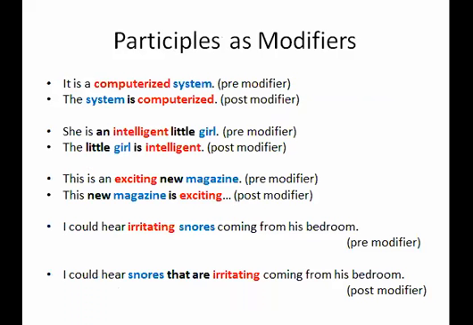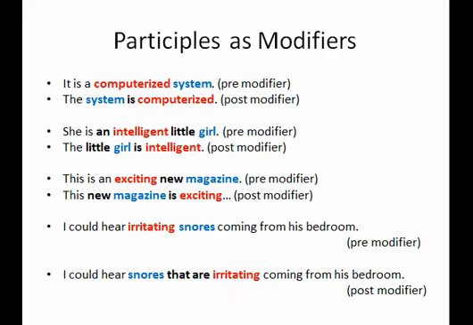Here are some examples of certain participles being used as pre and post modifiers. Let's quickly go through them. It is a computerized system. Computerized is a pre-modifier to the noun system. The system is computerized. System is the noun. Computerized is the post modifier participle.